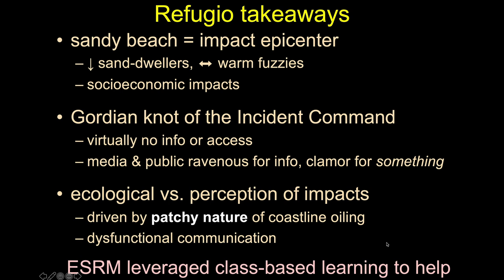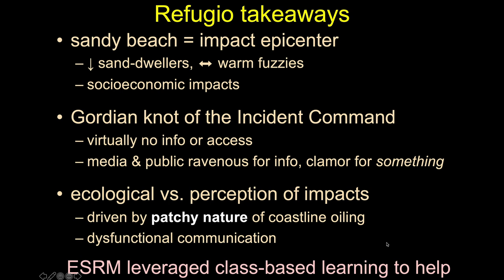Really became clear, once again, as with many of our modern oil spills, this notion of the Gordian knot of the incident command, the hard to understand and interpret, et cetera, incident command that's overseeing the oil spill. And then in general, very interesting here that there is a strong contrast at times between the ecological impacts and the perception of those impacts. And that was driven by the patchy nature of the oiling and the poor communication from incident command, especially early on.